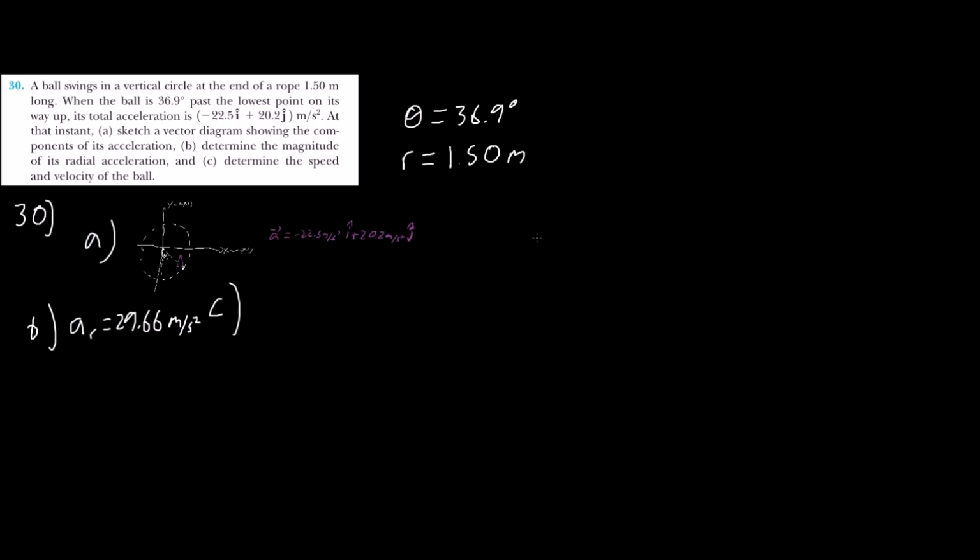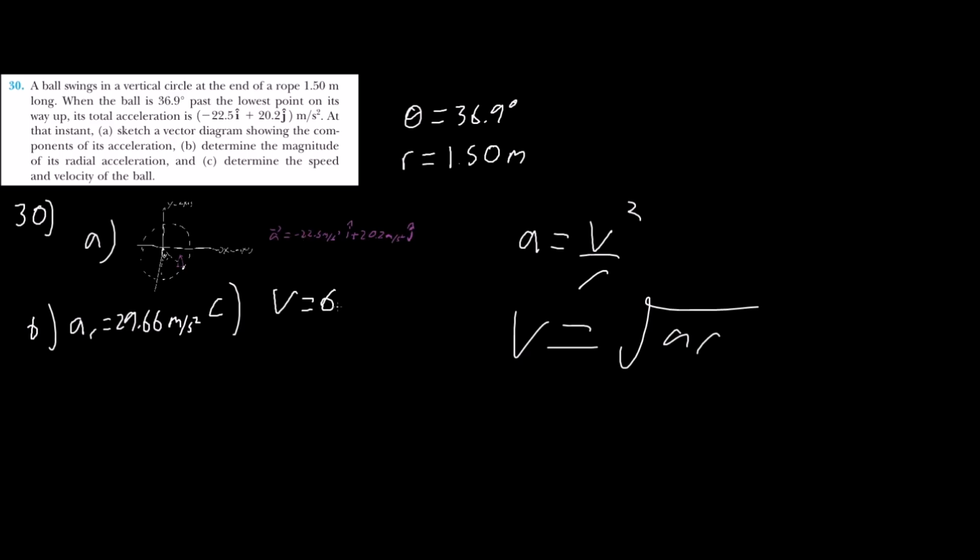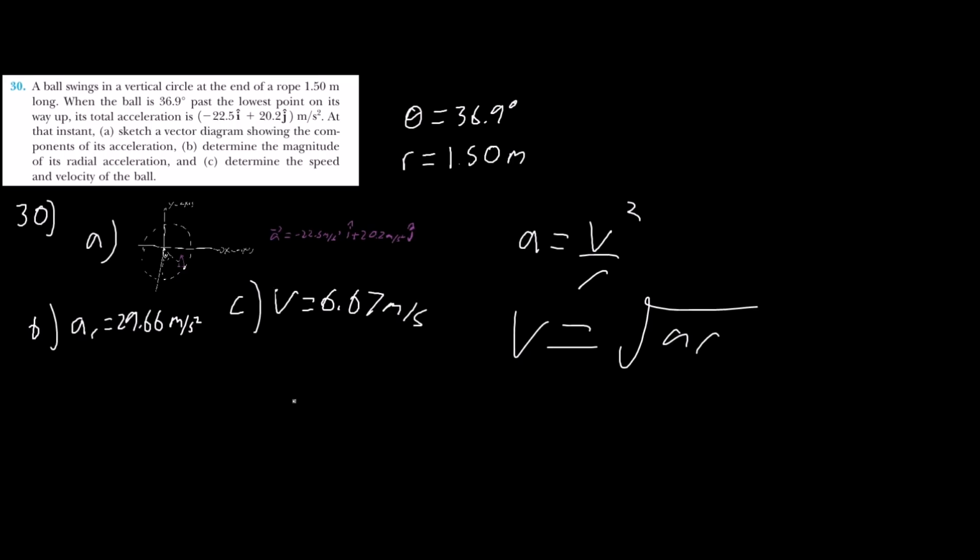Notice that in that equation we didn't worry about the speed, but now we are. So this one is going to be v squared over r. That means the velocity is going to be the square root of A r. So A is going to be 29.66 times the radius, which is 1.5. The square root of A r, the speed, is going to be 6.67 meters per second. Hey, we're done.